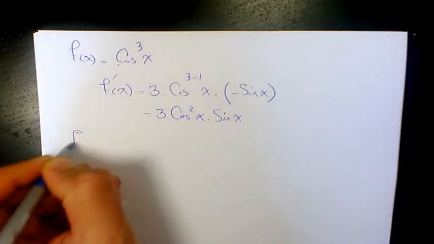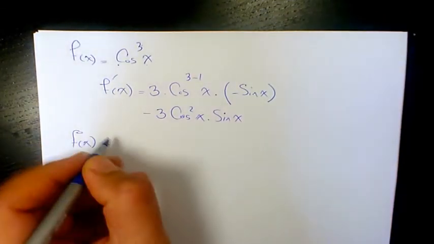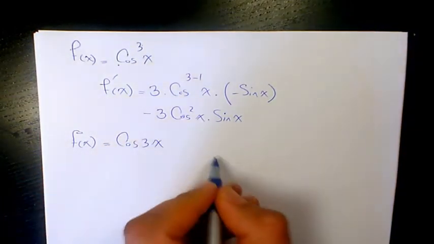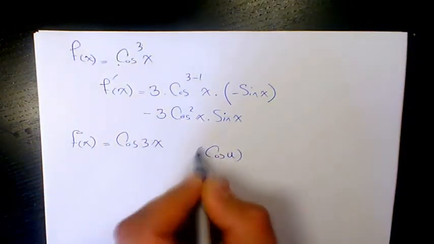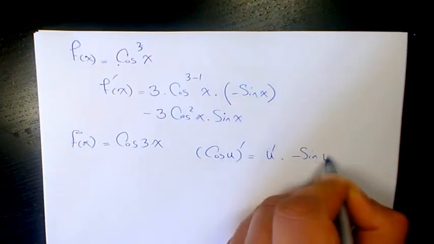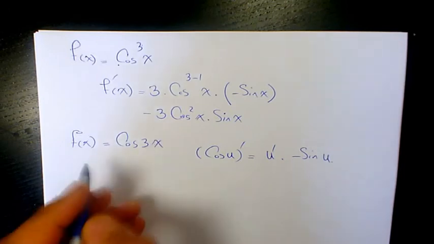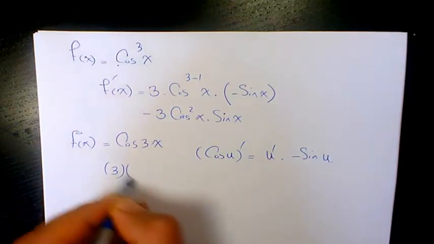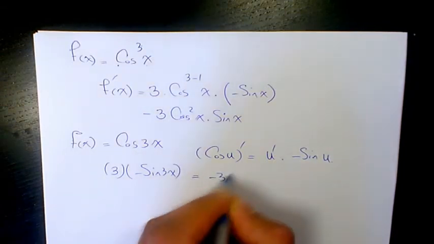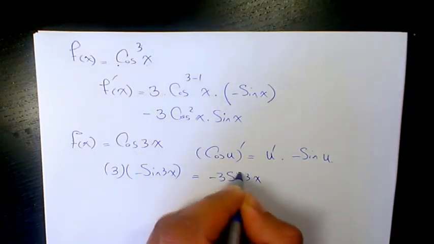Next example, f of x equals cosine 3x. So again, the derivative of cosine u will be u prime times negative sine u. So the derivative of 3x is 3, times negative sine 3x, which will be negative 3 sine 3x.